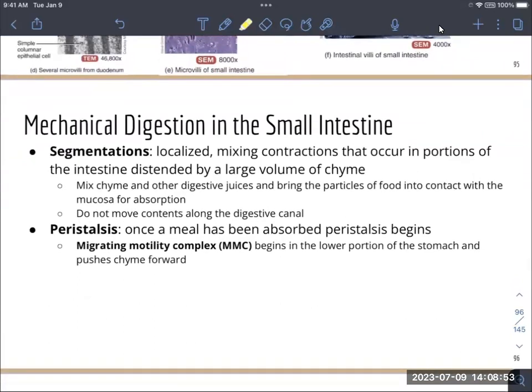So, segmentations. It is mixing contractions that occur because of that distension of that smooth muscle as that chyme travels through. And that causes that peristalsis. That is that moving, those contractions of that smooth muscle that causes everything to move.